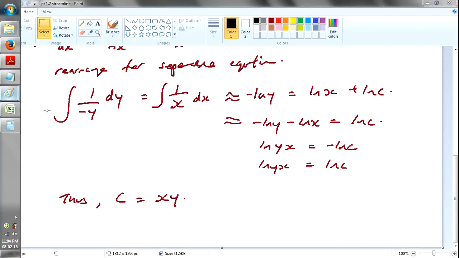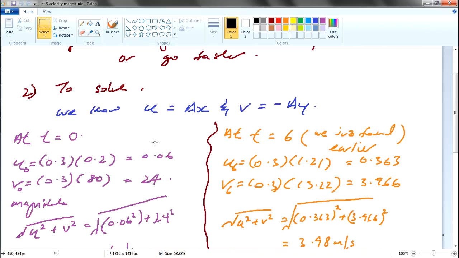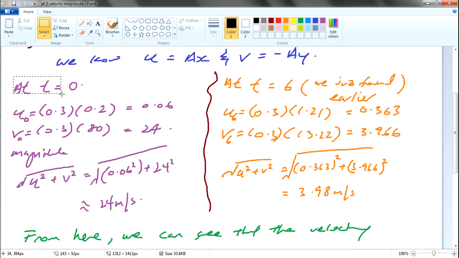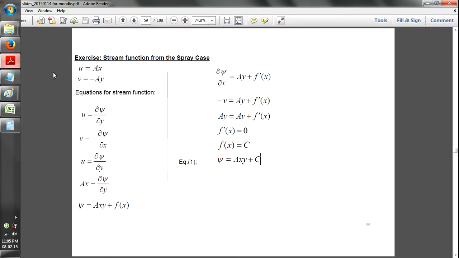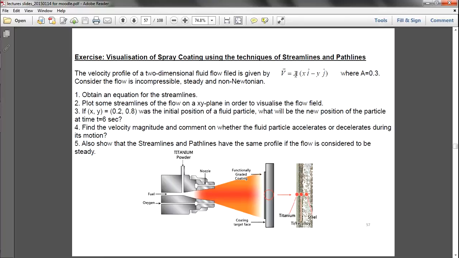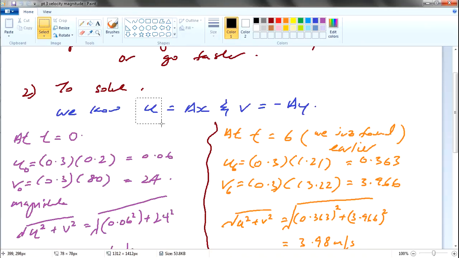The purpose is to know whether the velocity of the particle slows down or goes faster. To solve, we know u equals ax and v equals minus ay, and we set t equals 0. This means u and v in this case depend only on the equation of the velocity. If the equation of the velocity is different, you have a different approach and what you substitute for u is totally different. It will not be ax or minus ay, it will be something else.